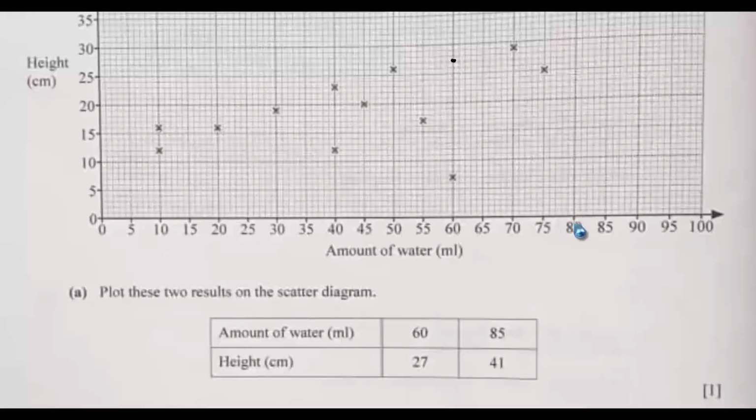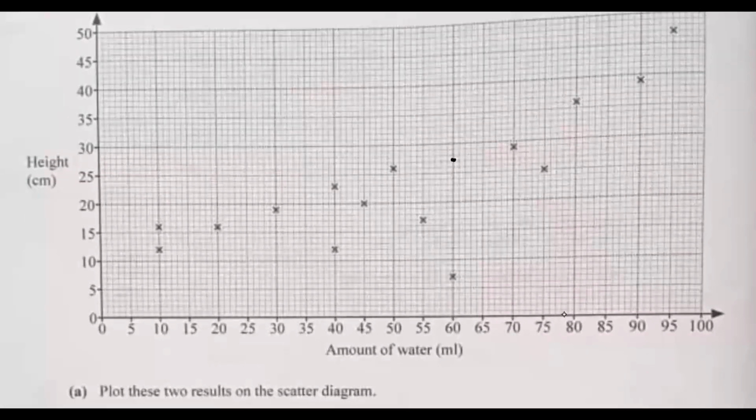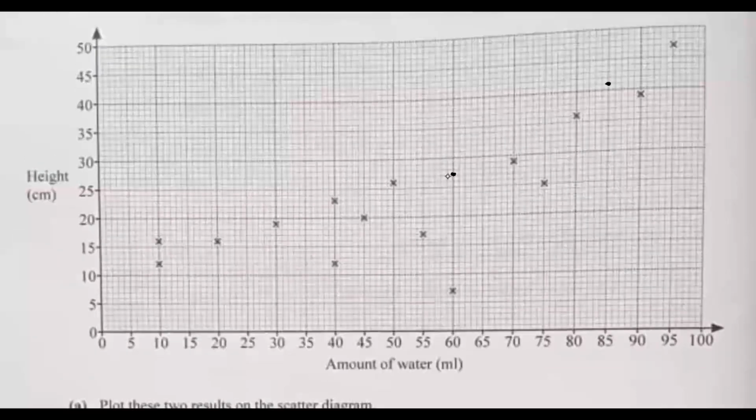So the second one is 85 against 41. So let's scroll up a little bit. 85 against 41. So 85 is here. Then 41 will be this place. This is 40. Then 41 will be here. So these are the 2 points on the grid respectively, this and this. So let's go to the next question.